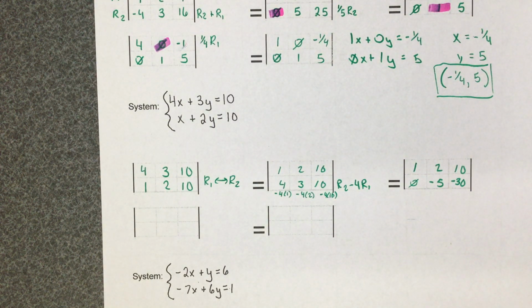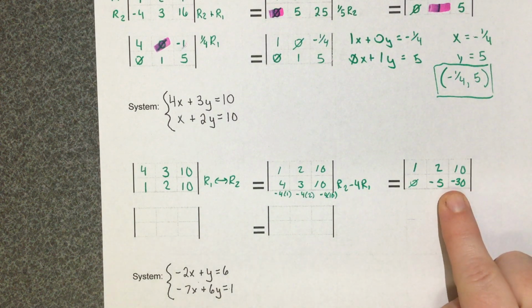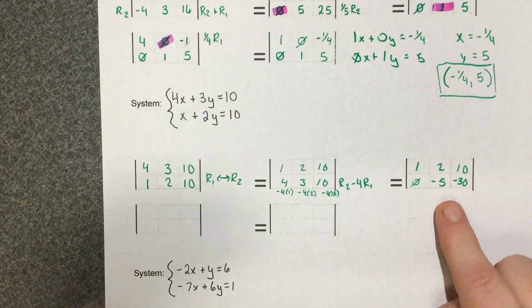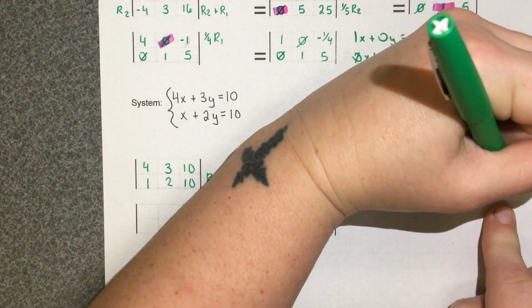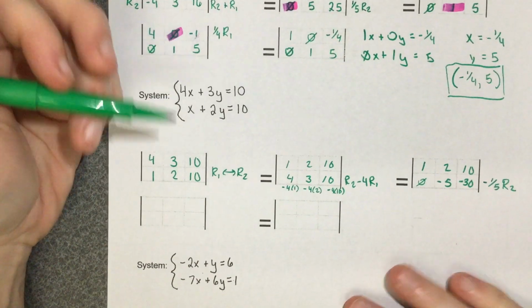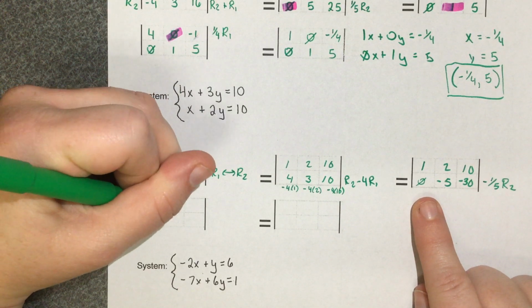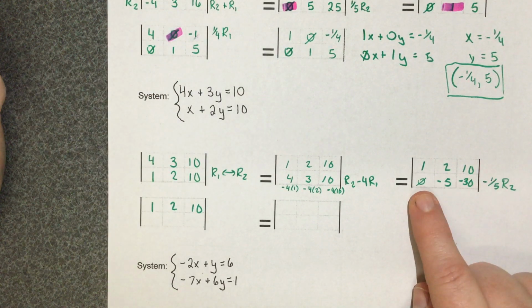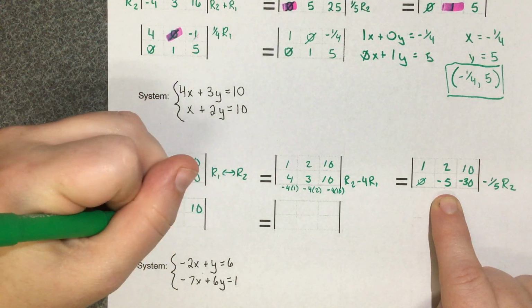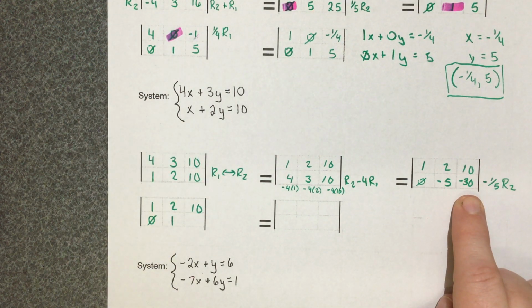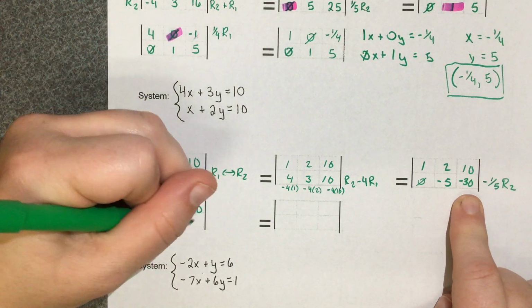Once I'm here, I can see that I can scale this by negative 5 because everything can be divided by negative 5 evenly. So that's exactly what I'm going to do. Negative 1/5 of row 2 is what I'm trying to do. So again, not affecting row 1 at all. But now negative 1/5 times 0 is 0. Negative 1/5 times negative 5, the negatives cancel. 5 times 1/5 is 1. Negative 30 times negative 1/5, the negatives cancel, and 1/5 of 30 is 6.